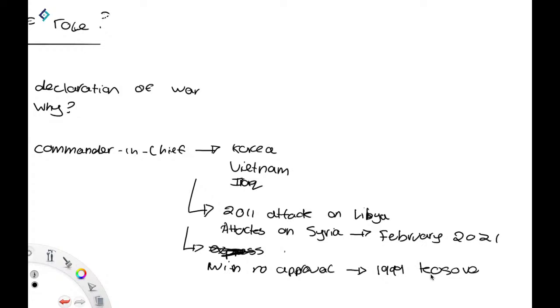Congress has had effectively no power to stop them. Congress had no formal approval through a formal declaration of war in places like Korea, Vietnam, and Iraq. And then when it comes to more recent times, we've got the 2011 attack on Libya. We've got the attacks on Syria that are still going to this day, as late as last week. We've had an airstrike on Syria, and we have, with no approval, the attack in 1999 on Kosovo.